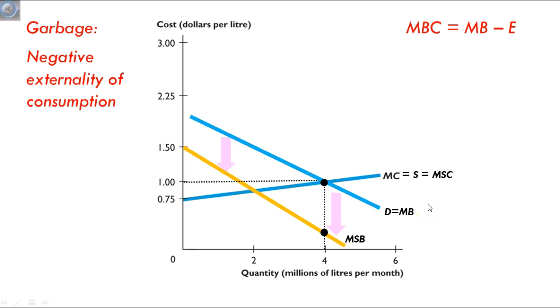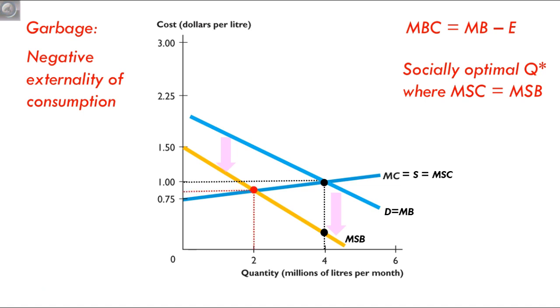But if we did take those into account, at least hypothetically, we'd see that we can then find what would be the socially optimal output. And this will be where the marginal social benefit equals the marginal social cost. Now this is hypothetical, it doesn't hold true in the unregulated market. But that would be at this point here.